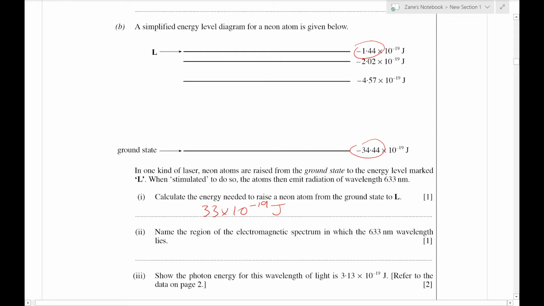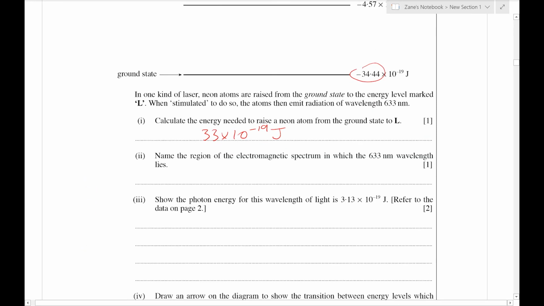We're told that later on, when stimulated to do so, the atom emits radiation of wavelength 633 nanometers, and we're asked to state the part of the electromagnetic spectrum in which that wavelength lies. If we remember that visible light is from roughly 400 to 700 nanometers, it's clear that the 633 nanometers is part of the visible spectrum. Might be asked colour. Colour is roughly red.